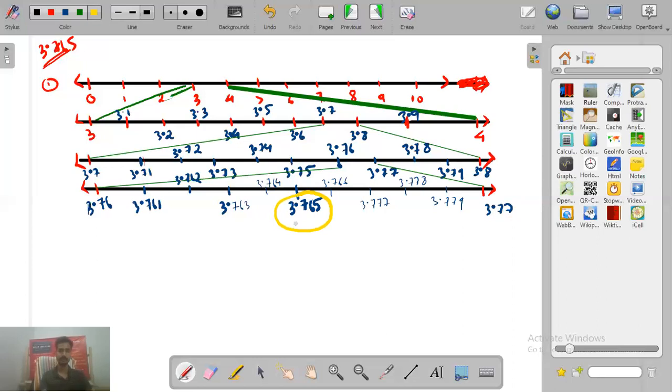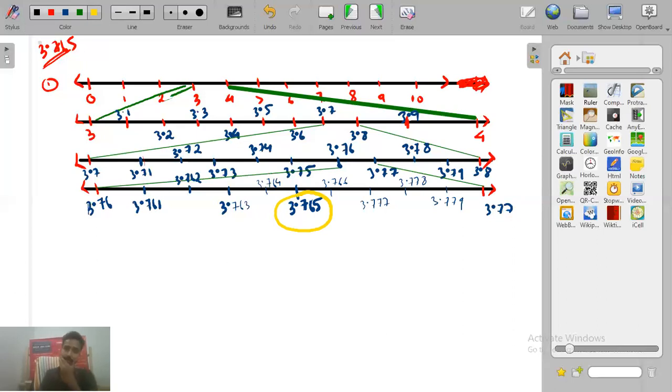Now this is your drawing. Now you have to write down some steps. So what will be step 1? Step 1 will be what? You have to write down like this: the given number lies between 3 and 4. This is the first step.